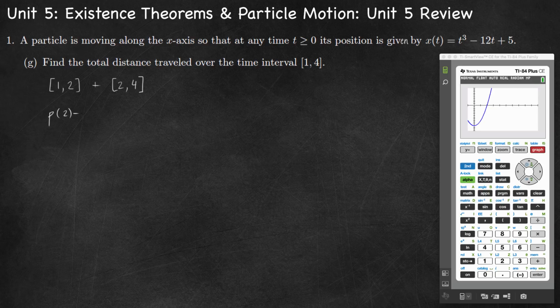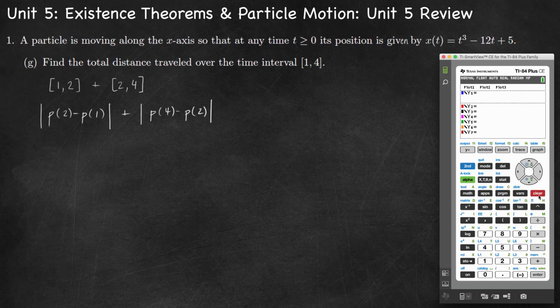To find the distance traveled there, we just find the change in position. We want p of 2 minus p of 1. That gives us the change in position, and then when we take the absolute value, we're going to get the distance. Plus, and we'll do the same thing over here, on the interval from 2 to 4, to find the distance traveled, we want p of 4 minus p of 2. And then we'll take the absolute value so that we're only adding positive distances. If I don't use absolute value, then I'm computing net distance traveled, not total distance traveled.